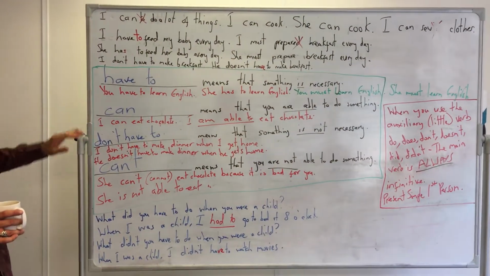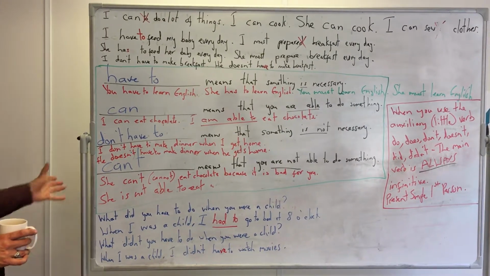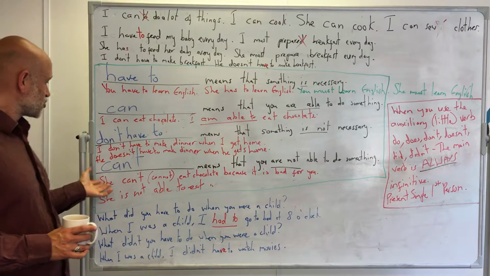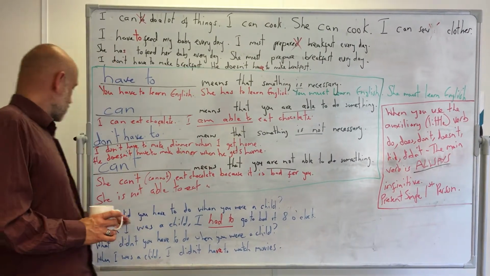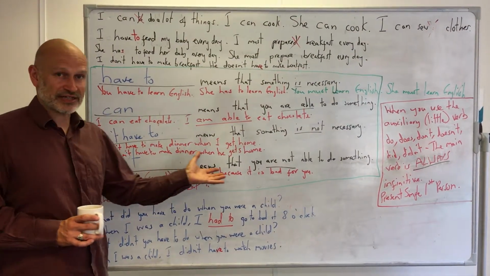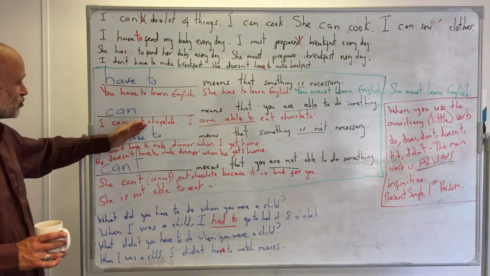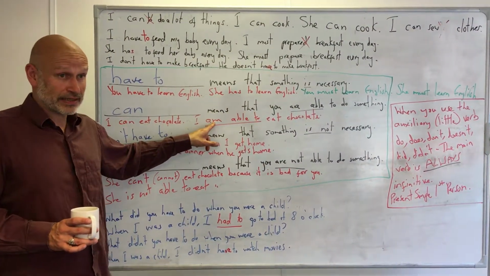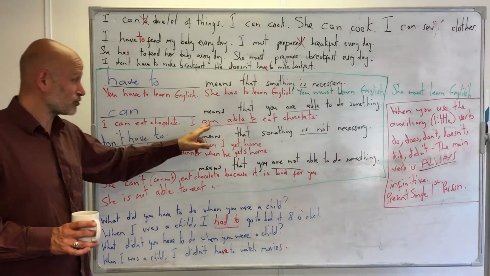So the opposite of can is can't. Can't means that you are not able to do anything, or something, I should say. She can't eat chocolate. She is not able to eat chocolate. Now this is interesting. When you're using I am able to, you have to remember it's the verb to be. Yes, it's the same as can, but it's still using different English.